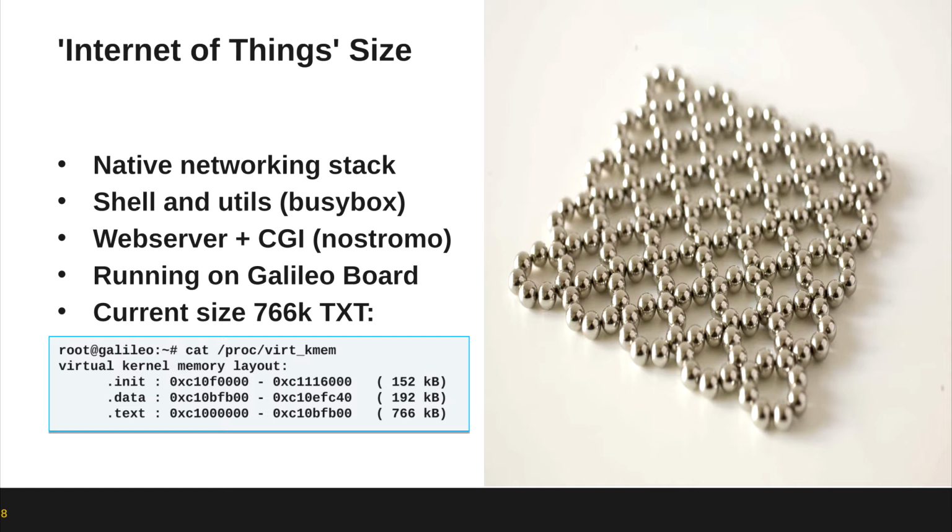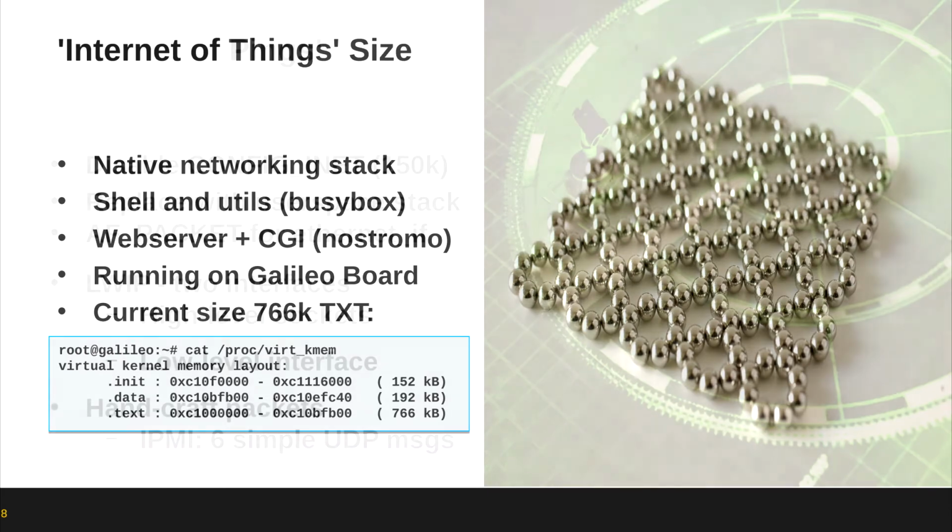This is the most common use case. This is the native networking, the networking stack in the kernel, and then just a basic minimal functionality system, but still it's got enough functionality to be useful. Shell and utilities, BusyBox, web server, and SSH server, and all this running on a Galileo board. Essentially, the text size of that is about 750K, which is pretty good considering it includes native networking in the kernel.